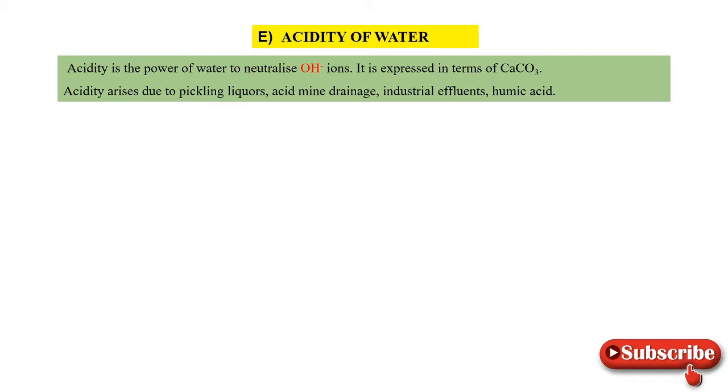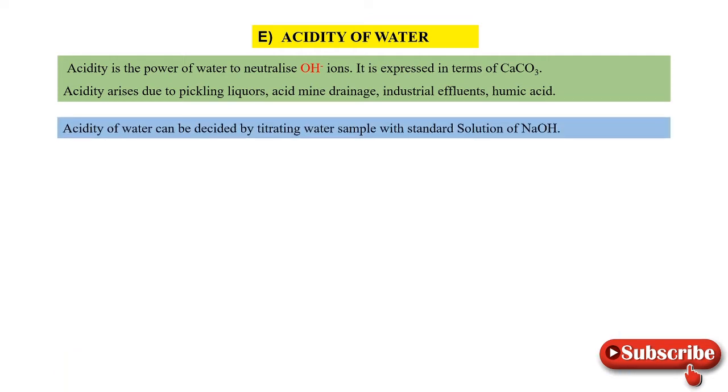Next point is the acidity of water. Acidity is the power of water to neutralize OH minus ions, and it is generally expressed in terms of CaCO3. Acidity generally arises due to pickling of liquids, acid mine drainages, industrial effluents, humic acids, etc. So here acidity of water can be decided by titrating water sample with standard NaOH solution.